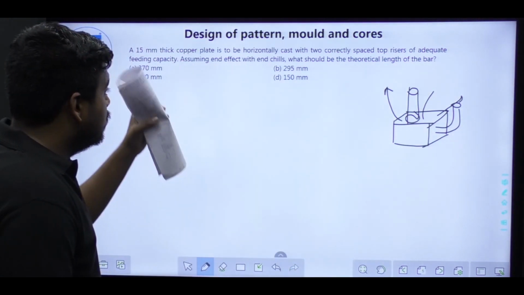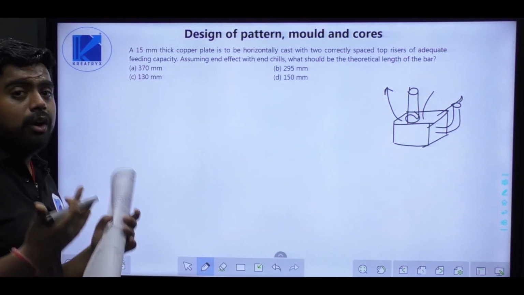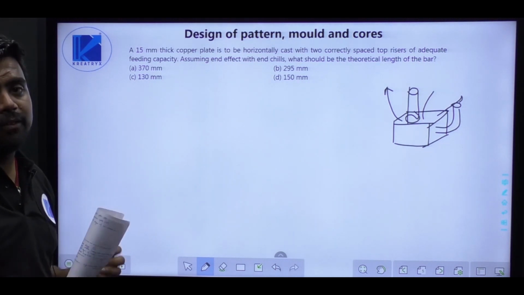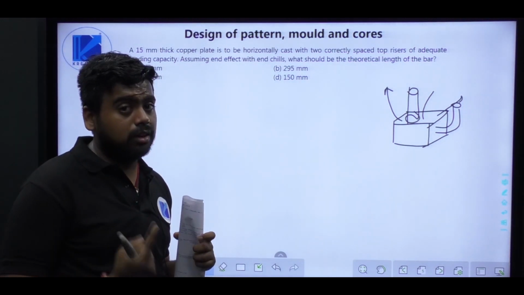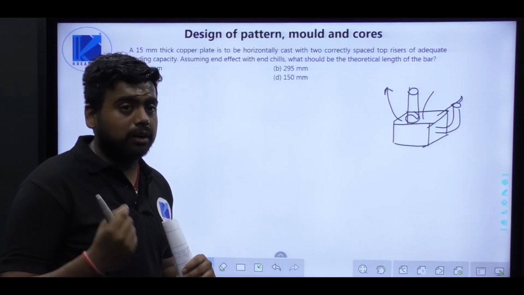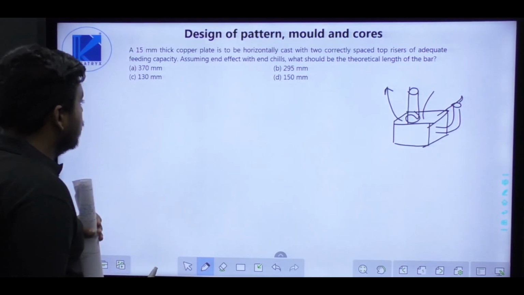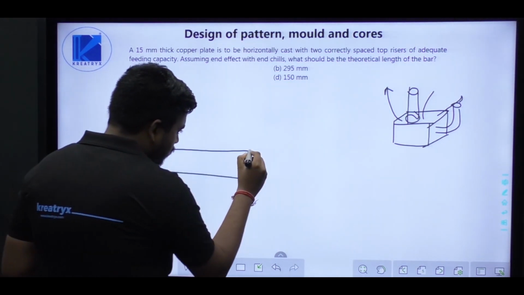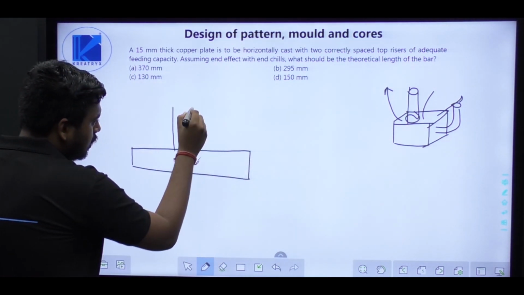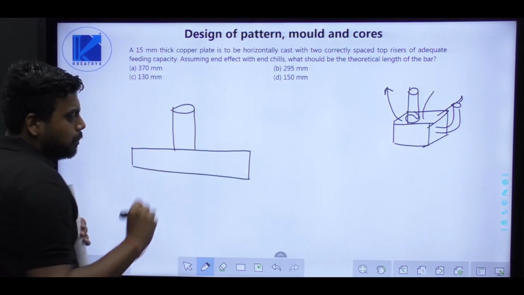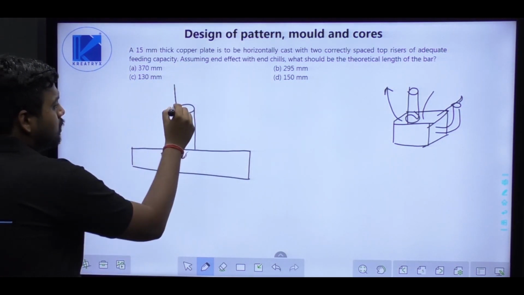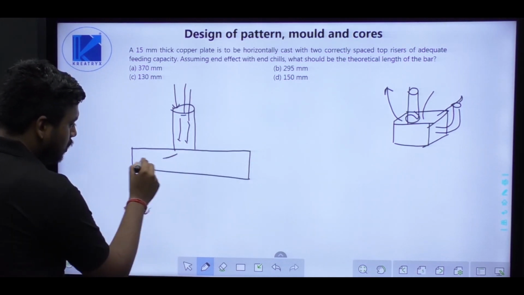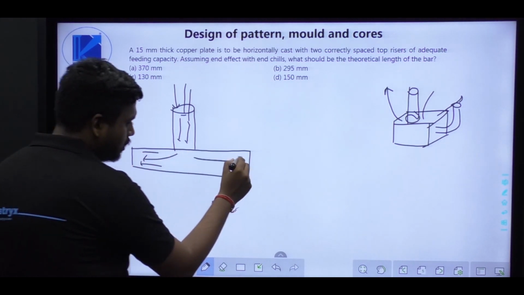So basically in this question they are asking about the placement of the riser. Why does the placement of the riser play a very important role in casting? That is one very important question which might come to your mind. See friends, let's say this is a horizontal cast and this is a top riser. What happens when molten metal gets poured through this riser? It reaches the extreme corners of the cast.